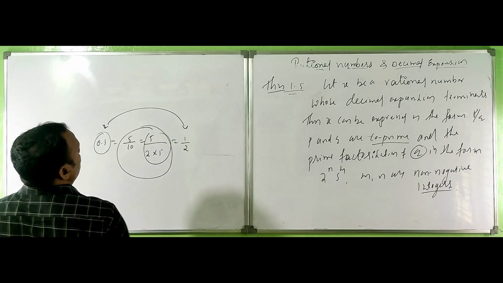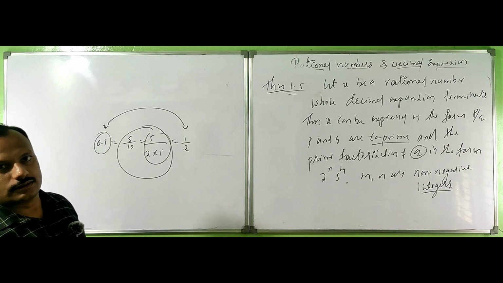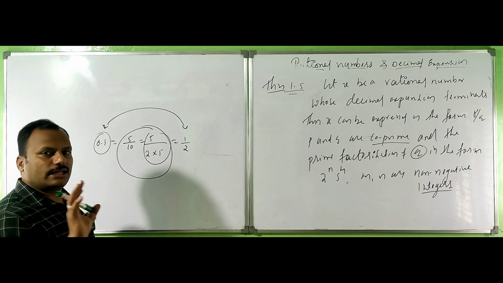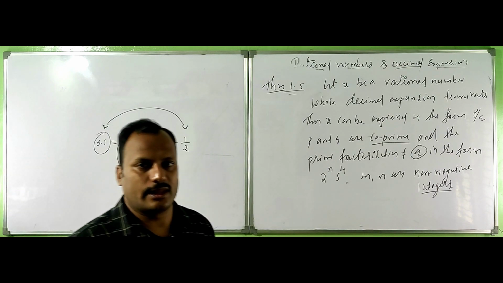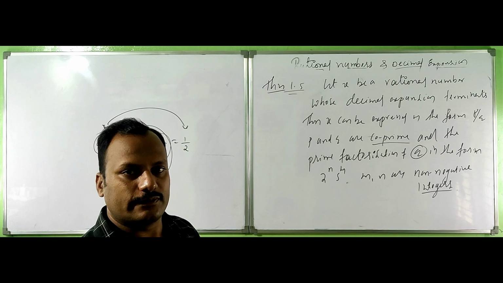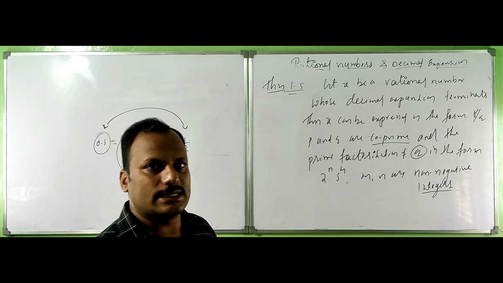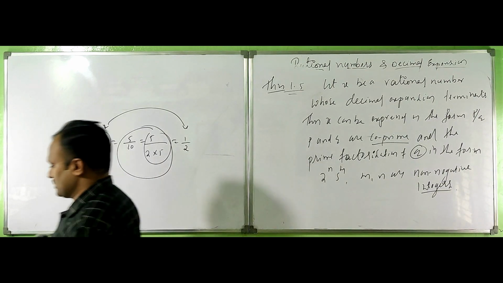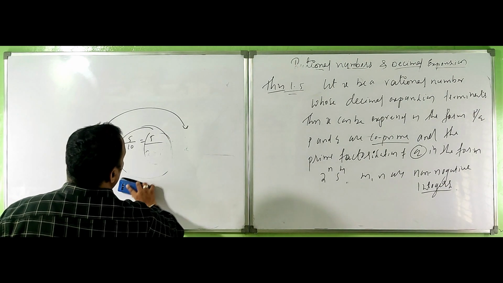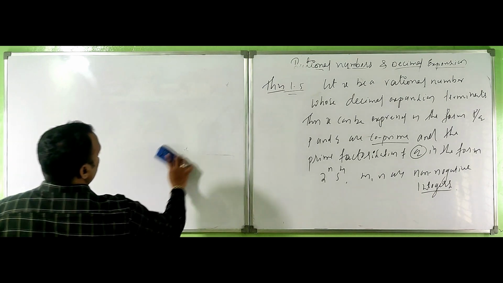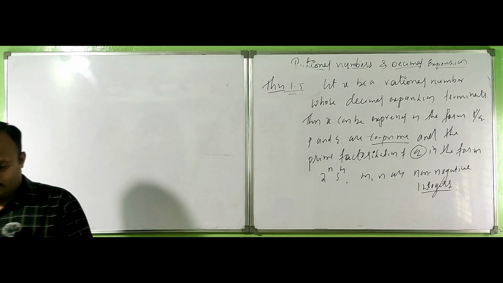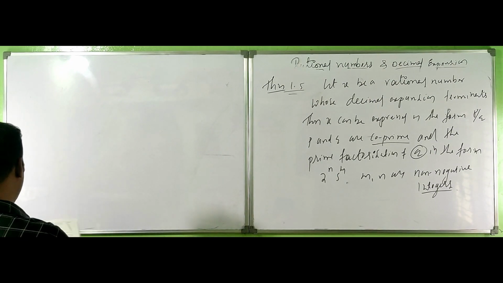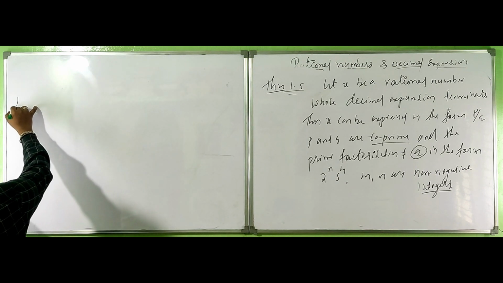How we do it means you are dividing by 5 on both sides. If any number divides by 2 or divides by 5, that is completely terminating. Simple thing. Any number with denominator 2 or 5 terminates. First theorem is over. The second theorem is the reverse, almost.